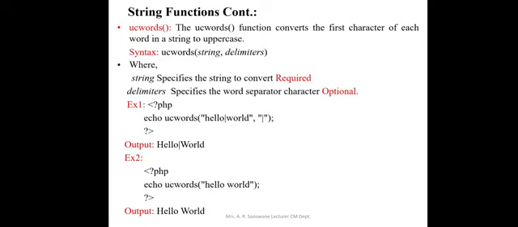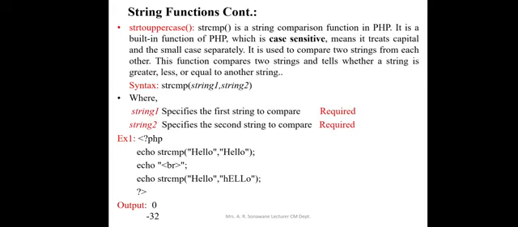As an example, consider echo ucwords in double quotes hello, where pipe is used as a separator, and world. As a result, the output will be hello with H as a capital and world with W as a capital. So the output will be Hello|World. Otherwise, if you are not using any delimiter, the output will be simply Hello World with a space. So the choice is yours. If you wish to use a delimiter sign, then it will be applicable. Otherwise, the default sign will be taken.